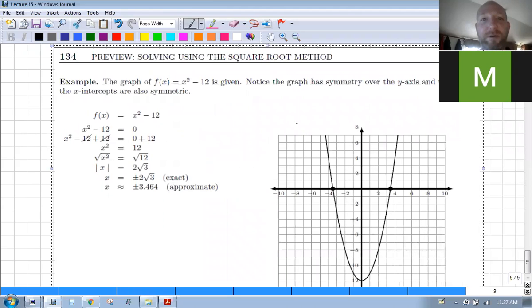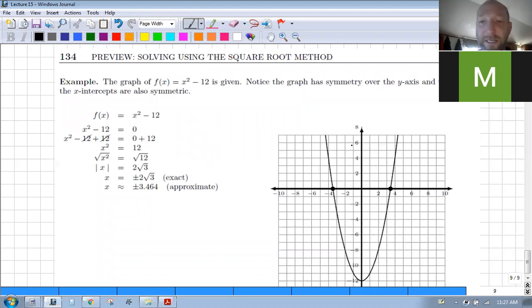All right, x squared minus 12. Notice it's just like x squared. It just got moved down 12 units. So yes, it's symmetric over the y-axis, and the x-intercepts are symmetric. Same thing here. If we're trying to find our x-intercepts, we set it equal to 0. We end up with x squared equals 12. Square root both sides. The square root of 12 is the same as 2 root 3. If we do the decimal, we get approximately 3.46.